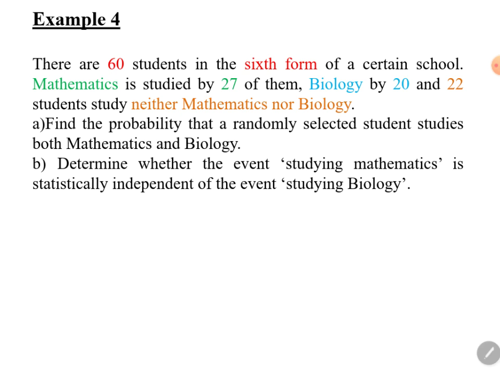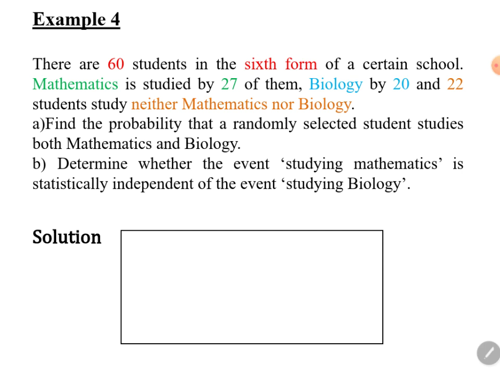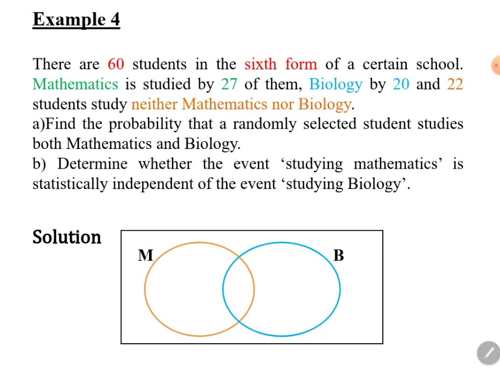Okay, it's easier for us to sketch the Venn diagram. So how was our Venn diagram? First, we should have two circles. Why? Because it's for mathematics and biology. The students that studied mathematics are 27, so the 27 is actually including the crescent with the intersect part.